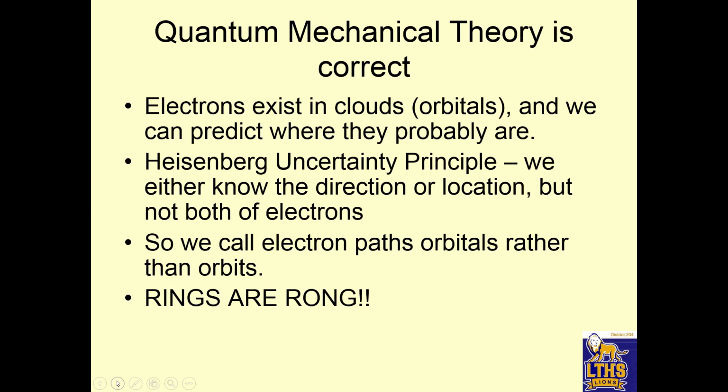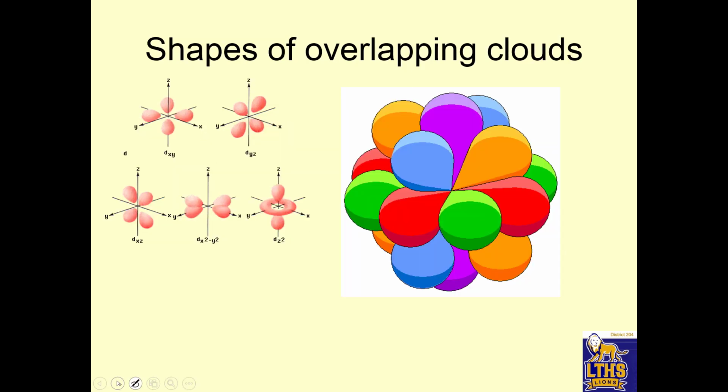Electrons exist in clouds, which we call orbitals, and we can predict where they probably are. The Heisenberg uncertainty principle says we can know either the direction or the location of the electrons, but not both. So we call the electron paths orbitals rather than orbits because we don't know.